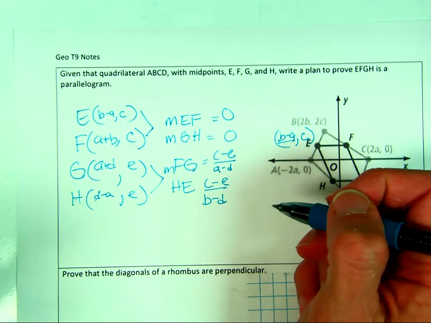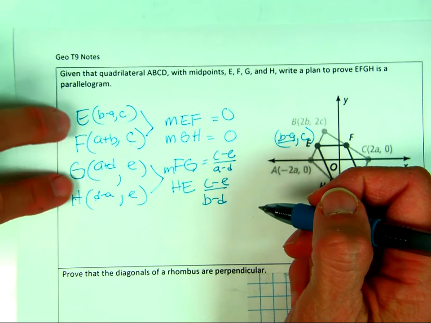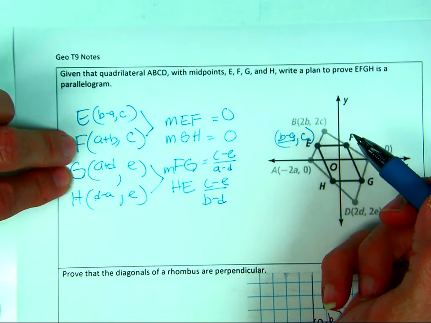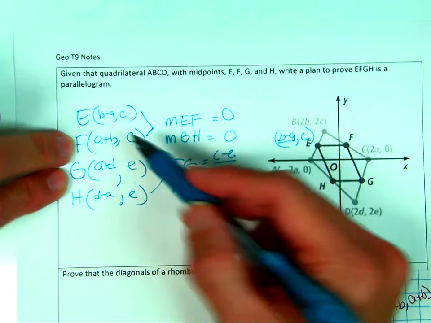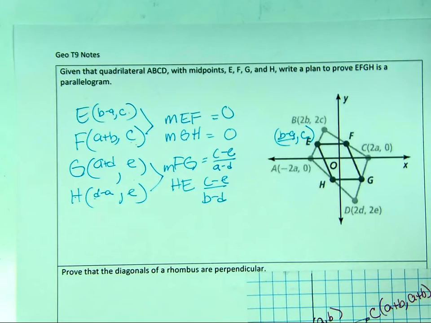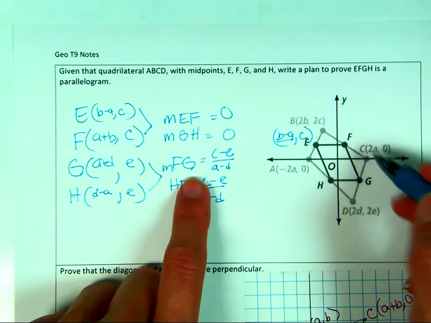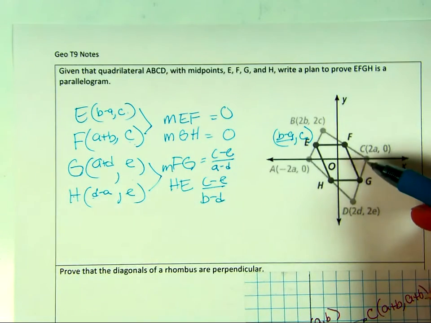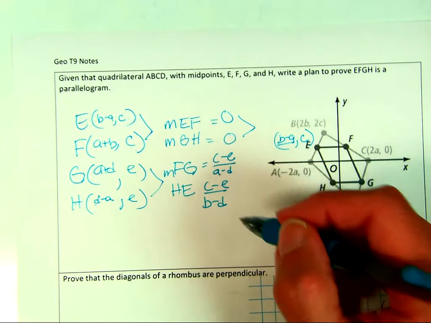I believe. No, I used the wrong one, didn't I? No, FG, was I finding FG? Yes. I don't know what happened there. FG. So anyway, they're supposed to be the same. These are parallel. I must have goofed up somewhere.